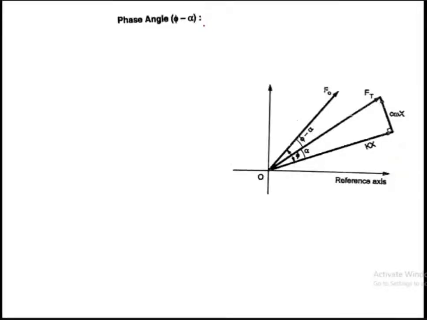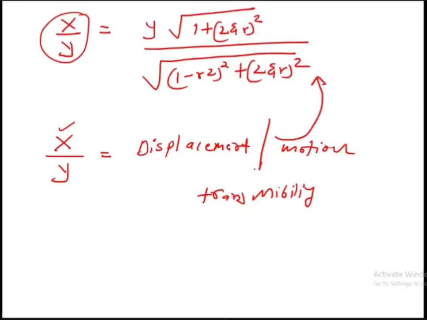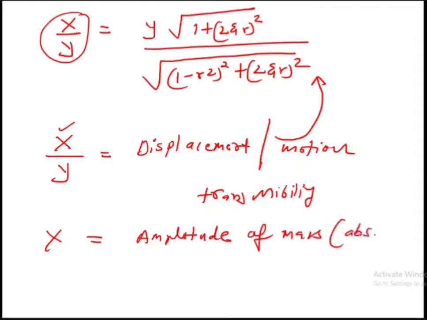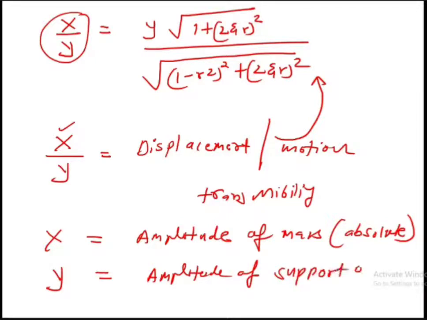Okay, so x upon y is nothing but the displacement or motion transmissibility, where what is x? X is nothing but the steady state amplitude, or amplitude of mass. Okay, and in the bracket, it is absolute amplitude of the mass. And what is y? Y is nothing but the amplitude of support or base.